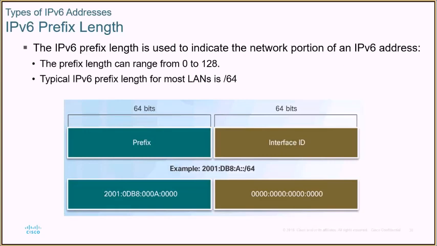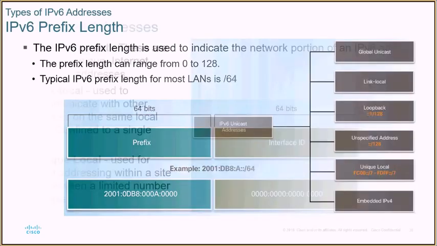Okay. Now, IPv6 prefix length is used to indicate the network portion of an IPv6 address. Of course, you've got a range of 0 through to 128, but rarely will you see anything other than /64. So the first half is network number, the second half is host number. And so basically that's how it runs. Rarely will you need to make something shorter than /64.